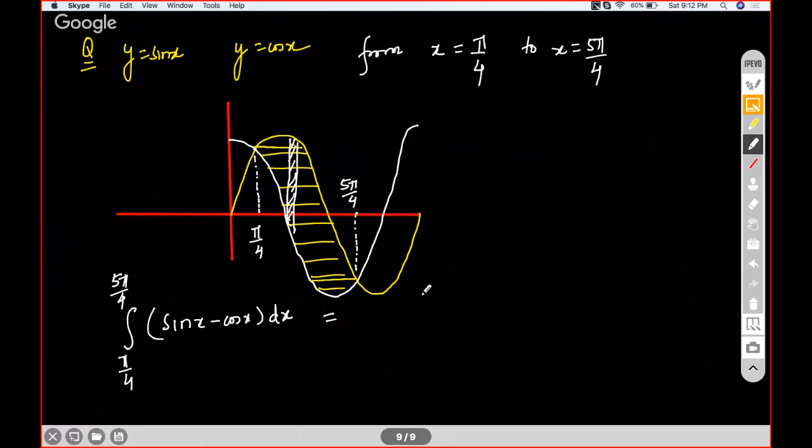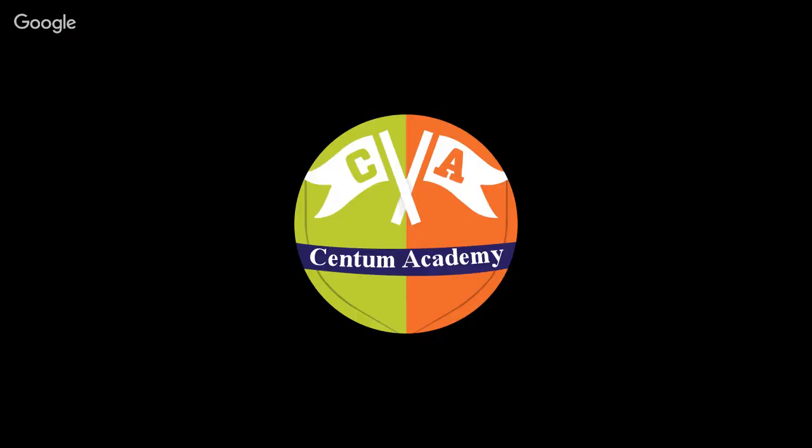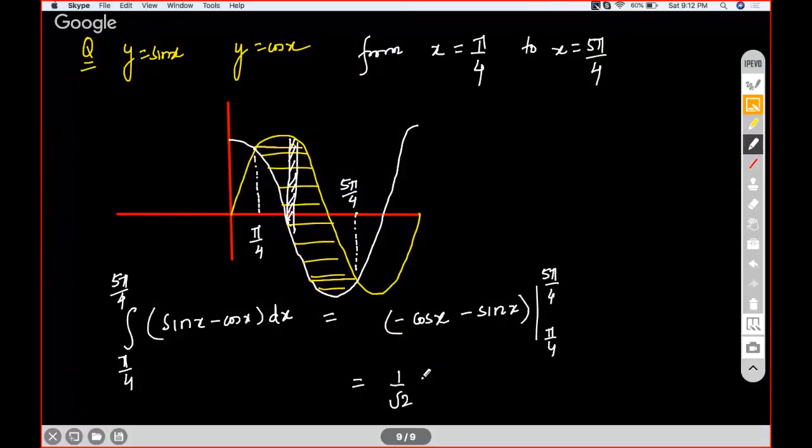Okay. So what is the integration of sin x? Minus cos x. What's the integration of cos x? Sin x. So we integrate it from pi by 4 to 5 pi by 4. The moment you put 5 pi by 4, you'll automatically get plus 1 by root 2, if I'm not wrong. And again plus 1 by root 2 for this.